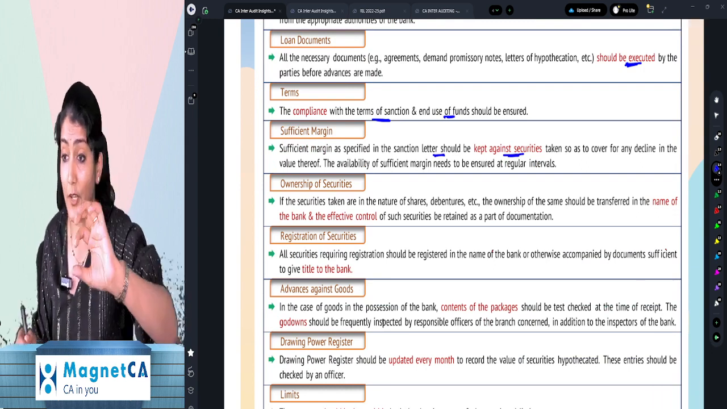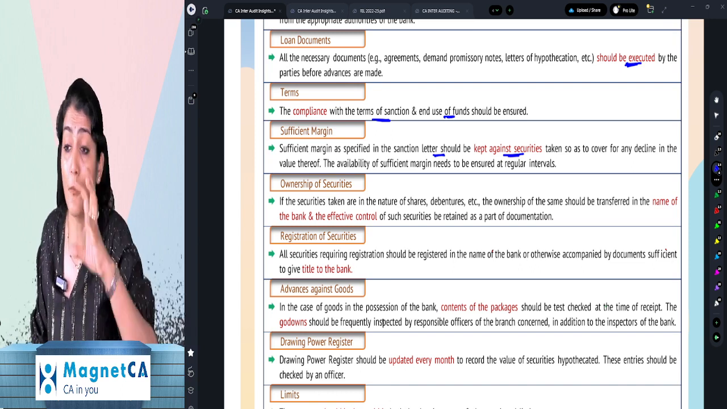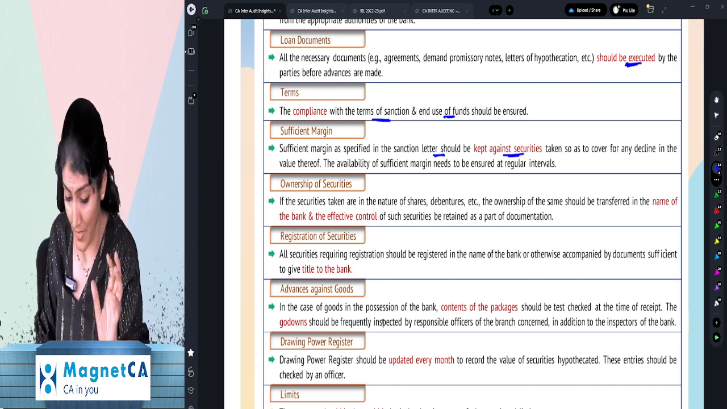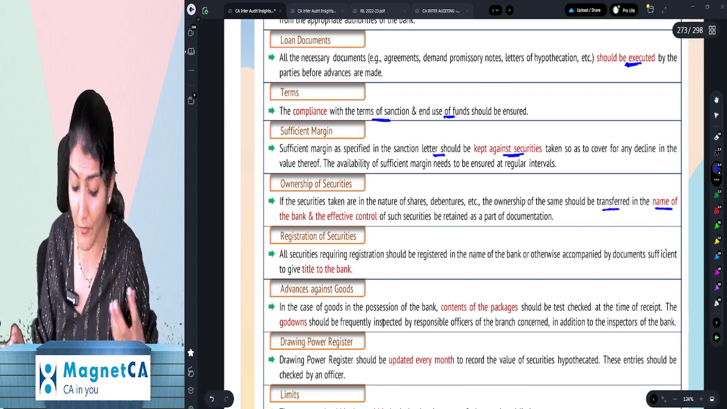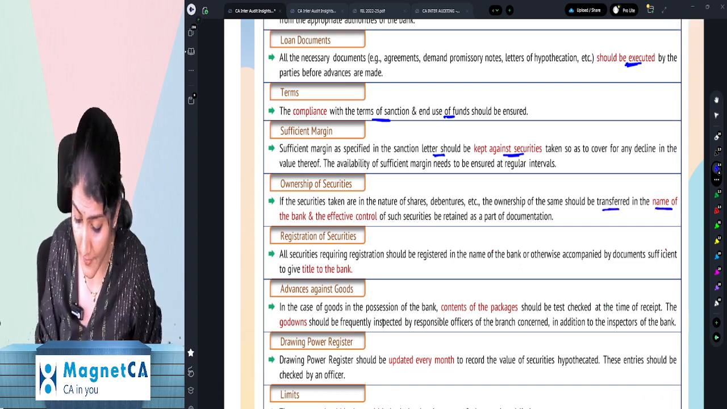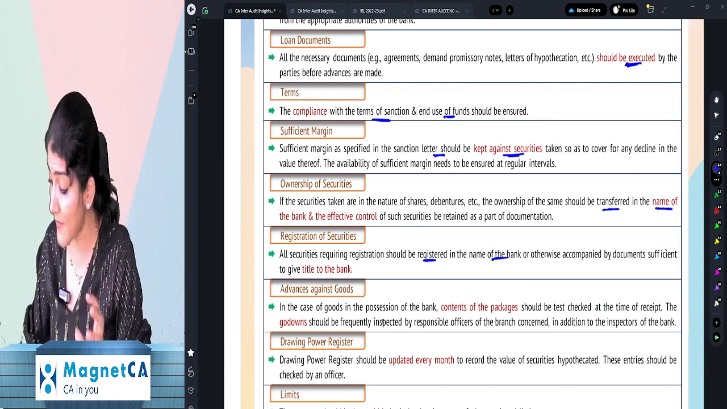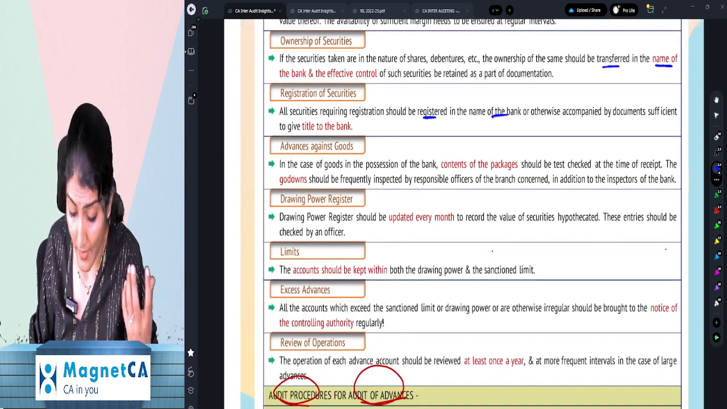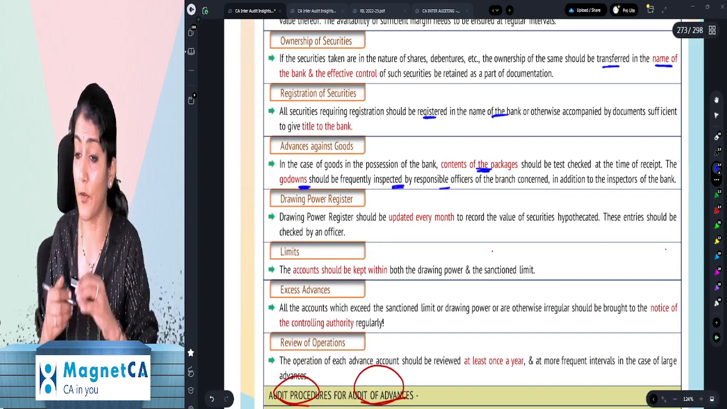So if I give a security of 20 crore, against that entire security, the bank is not going to give me a loan. They are going to keep a margin. And then ownership of these securities, whether it is to be transferred in the name of the bank. Then registration of the security, whether they are to be registered in the name of the bank. Then in case the loan has been given against goods, again the contents of the packages, the inspection of the godown is required to be done.